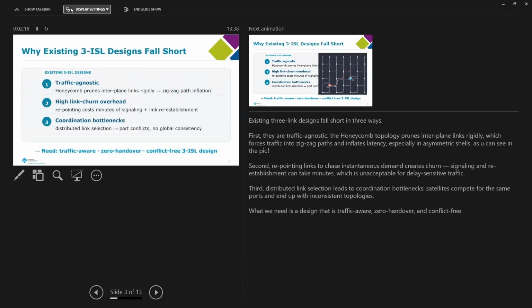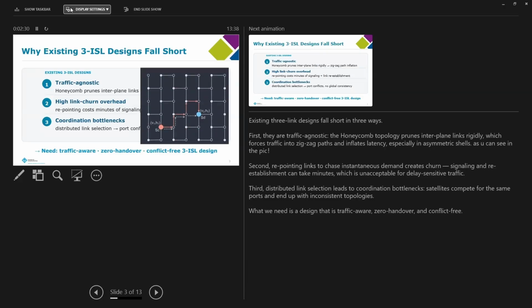And why do the existing 3-ISL designs fall short? First, most of them are traffic-agnostic. Take the honeycomb topology as an example. It removes one of the 4 links and forms a honeycomb topology. In this pattern, it forces traffic into zigzag paths and inflates the latency, especially in asymmetric shares. You can see it from the picture.